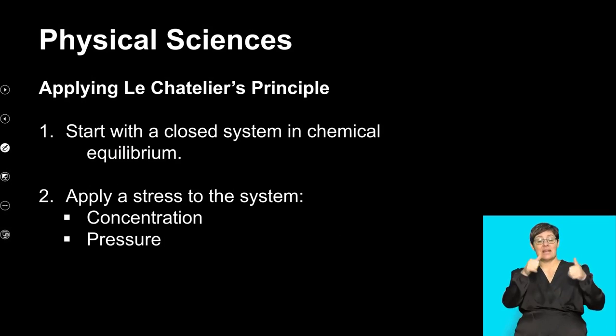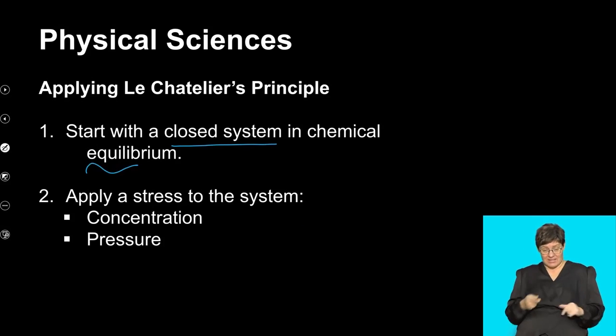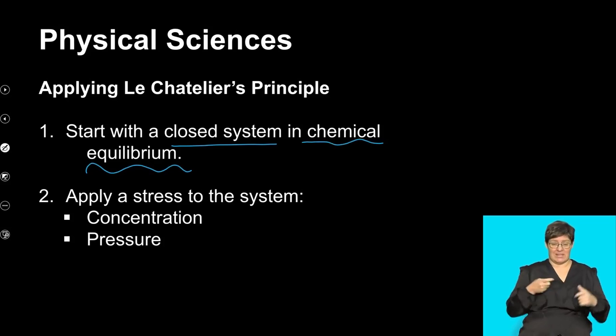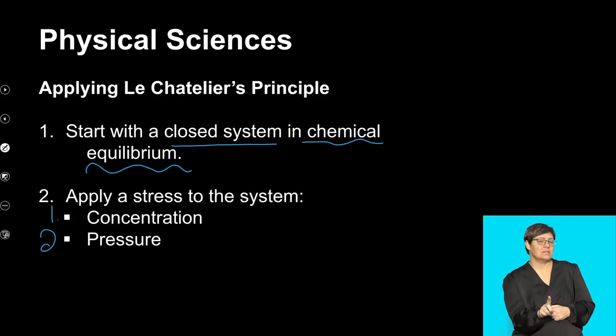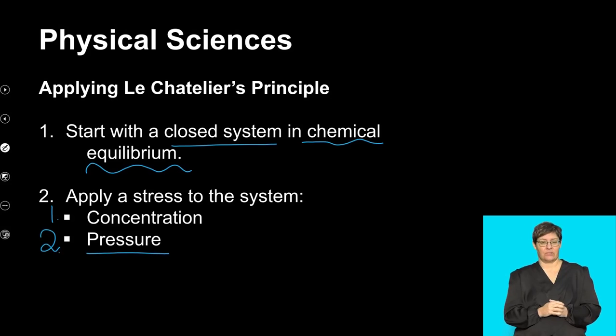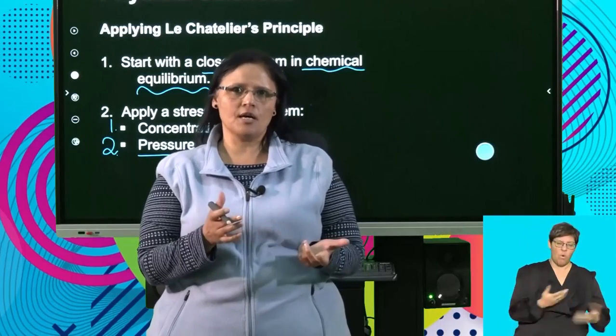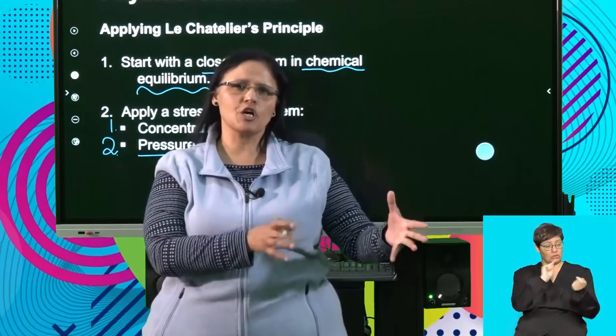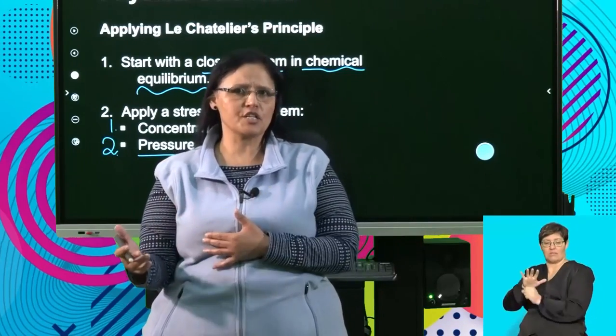The next one that we will look at is what will happen if we start in a closed system and the system is in chemical equilibrium. What will happen if we apply a stress to the system, but this time we apply pressure? Now we spoke about pressure at an earlier stage when we spoke about the rates of reaction. We also said that pressure is inversely proportional to the volume. So as soon as there's a change in volume, it will affect our pressure.